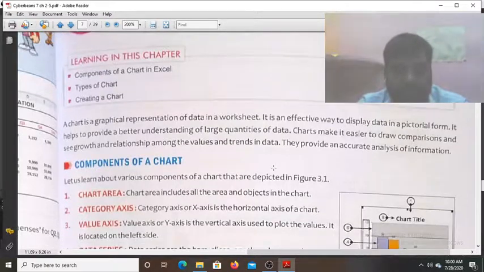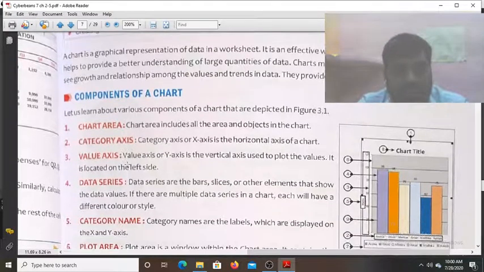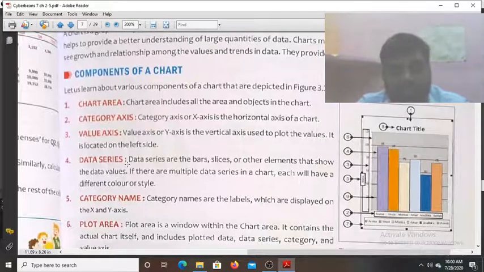Okay. Now see the components of the chart. What are the different components of a chart? This is the first one, chart area. Chart area includes all the area and objects in the chart. So all the area and objects in the chart is called the chart area. Then you see this one. This is the total rectangular box that you are seeing, the total area which includes the chart and objects. That is the chart area.